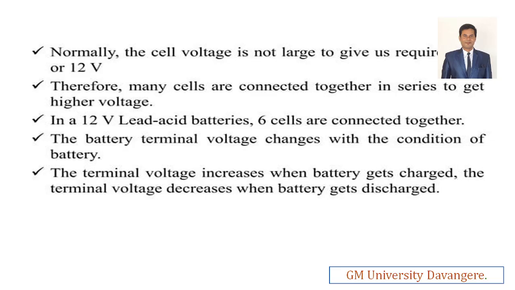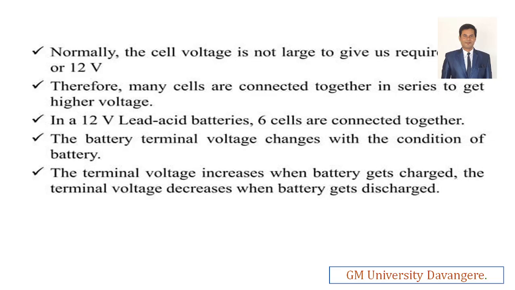So that is the reason the cell voltage is around 6 volts to 12 volts, and we make arrangements in series and parallel combinations to get higher voltage and lower current, or higher current and lower voltage. That is why we make the connections for the batteries, right?